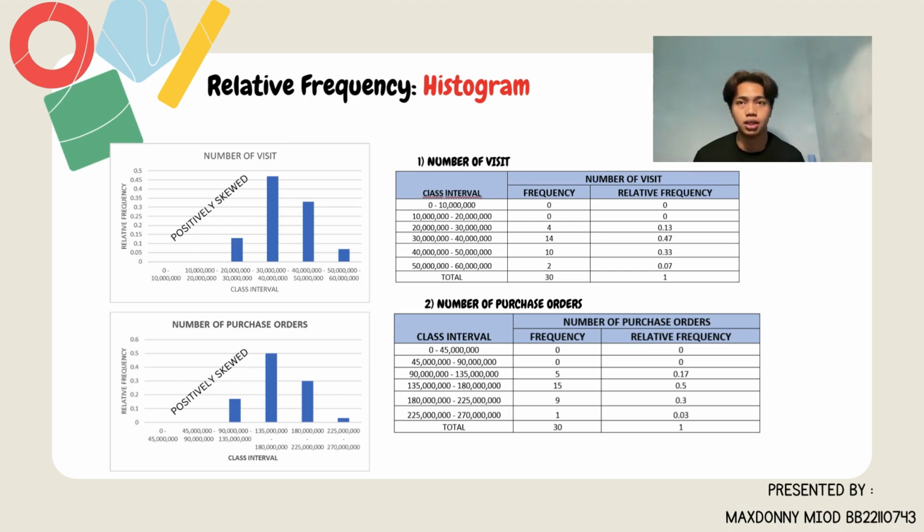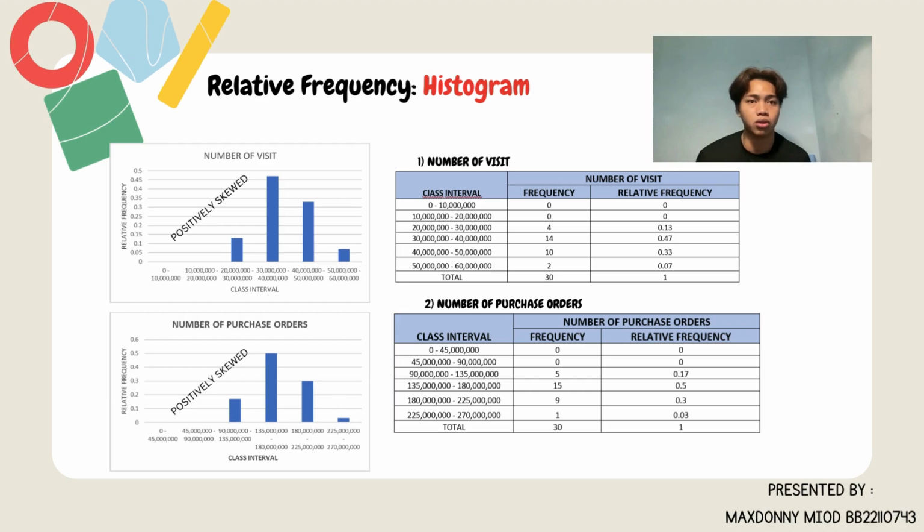As we can see here, both of the graphs are positively skewed. The first one is number of visits. The class interval has 6 classes, which are 0 to 10 million, 10 million to 20 million, 20 million to 30 million, 30 million to 40 million, 40 million to 50 million, 50 million to 60 million.